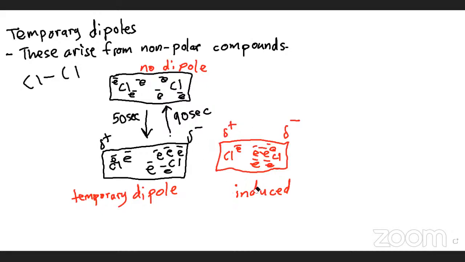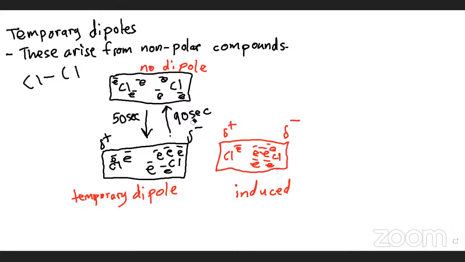So the reason why we use the term induced, it was not a natural dipole. It did not form randomly. It was forced. Because it was a forced dipole, we say it was induced, because it was due to the repulsion of the electrons to one side of the molecule that created this dipole. So it was induced.